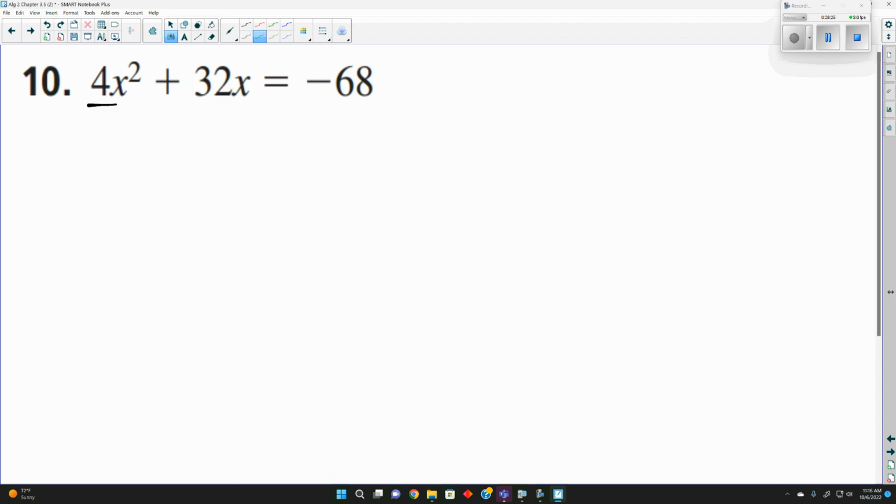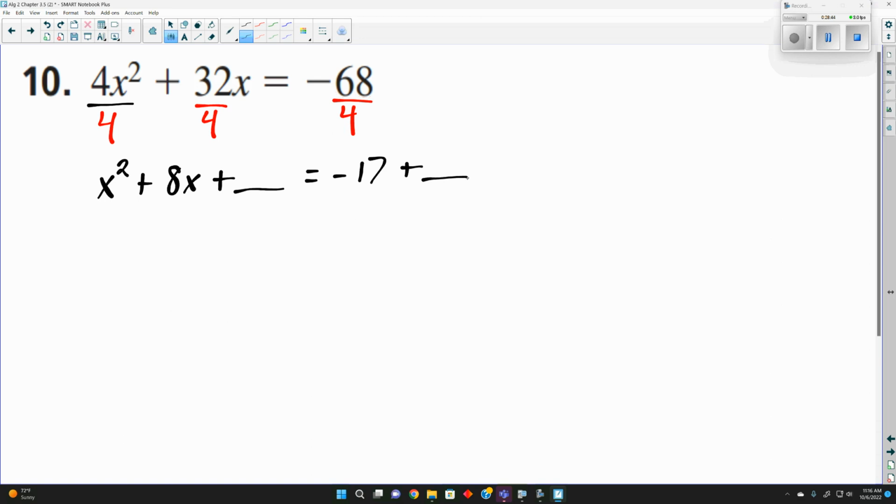So yes, we can start off by dividing everything by 4. Which shows we have x squared plus 8x plus blank is equal to negative 17 plus blank. Because when we get the constant term by itself, we want all the x squared and x's on one side, and all the numbers without x on the other.